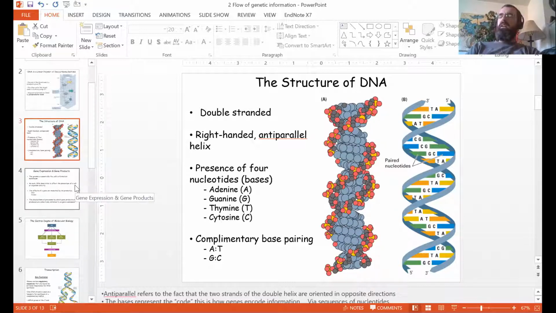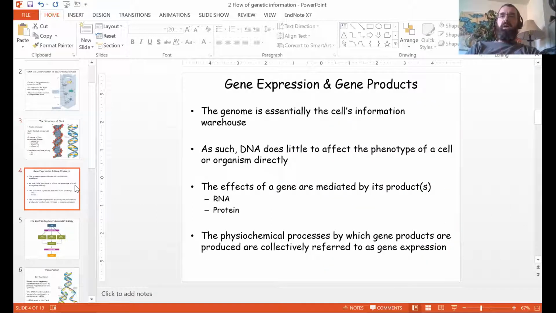So essentially, one thing that I want to really get across, and this is super important too, is that every cell has the same DNA.